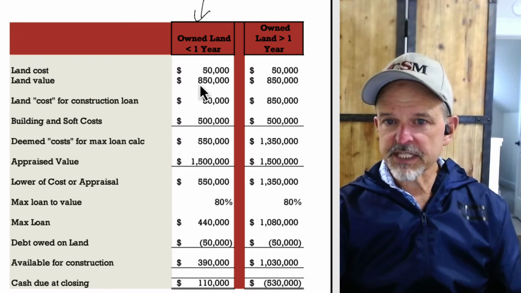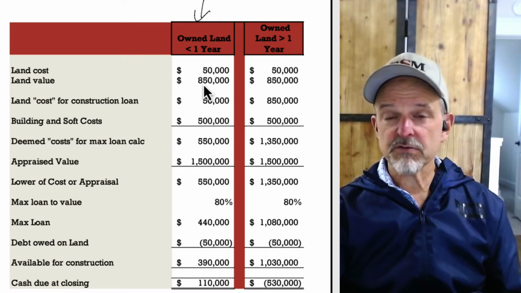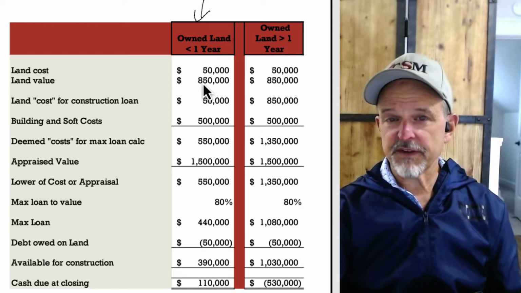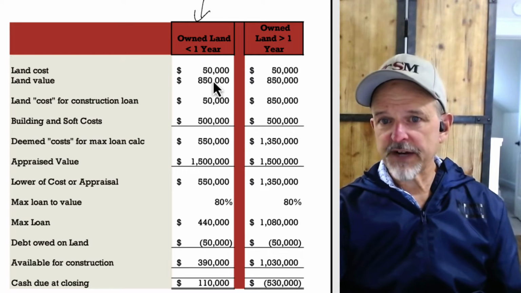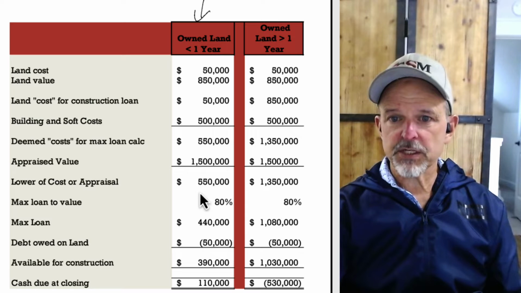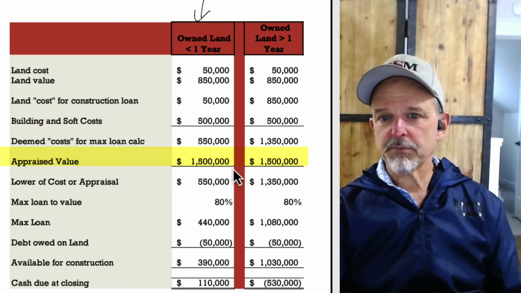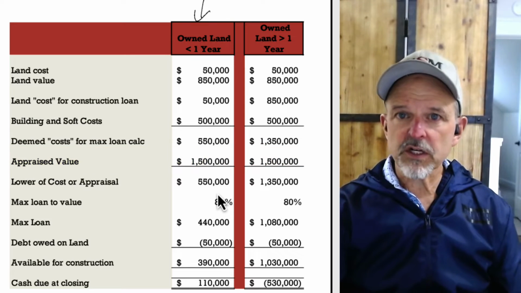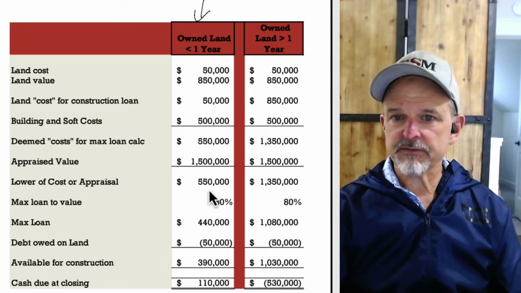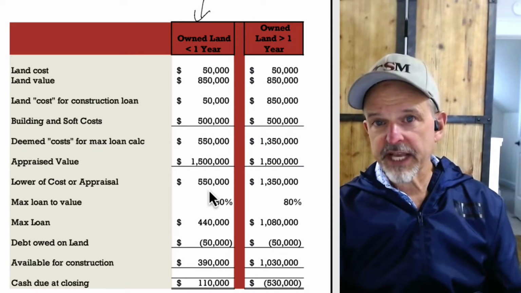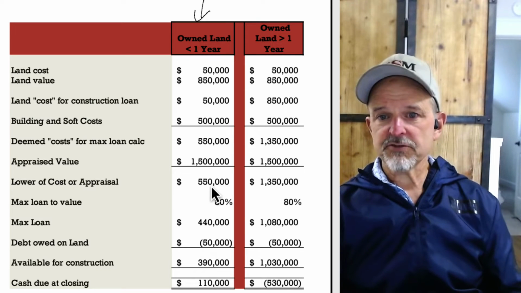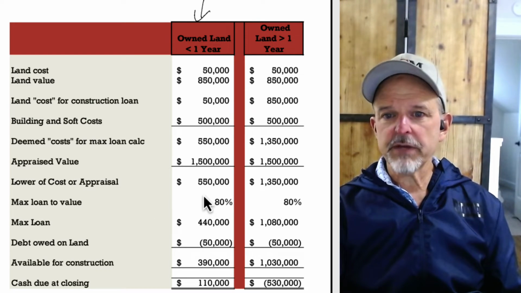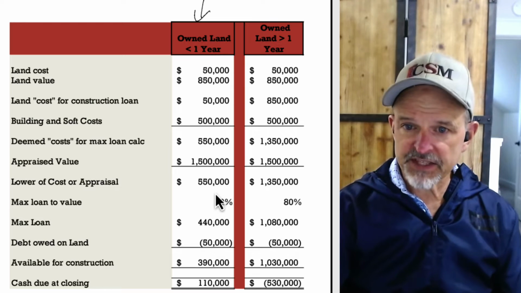Now, again, we're going to keep on this scenario where this land is really worth $850,000 just as land, and then you put $500,000 on top of that of a construction build. So we're going to say it appraises for 1.5 million. When they do a construction loan, they're going to give you the lower of loan to cost or loan to value. And so if they tell you they'll go to 80% on this construction loan, they're only going to lend you 80% of $550,000.